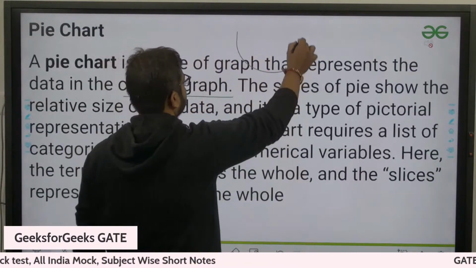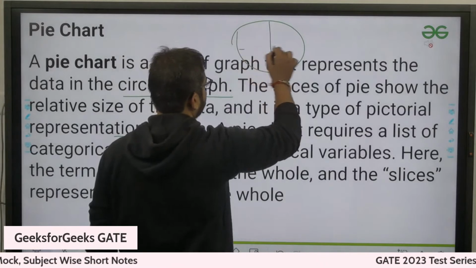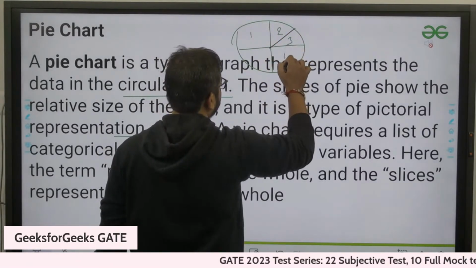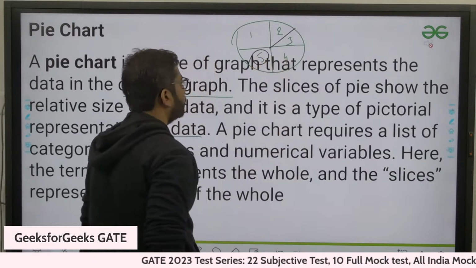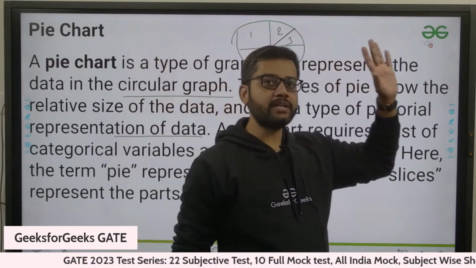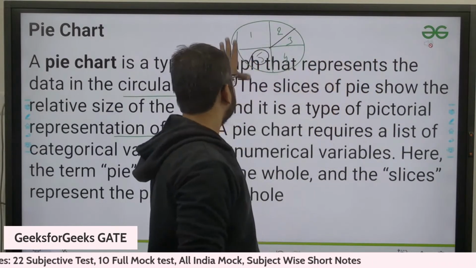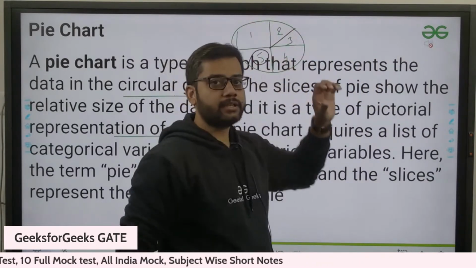See, this is basically like this, okay? Suppose 1, 2, 3, 4, 5. They have sections. They have written in the format of sections. So the pie chart is basically a circular diagram. Okay, there are slices.